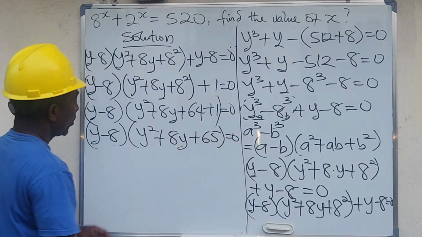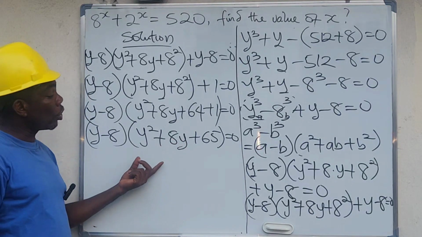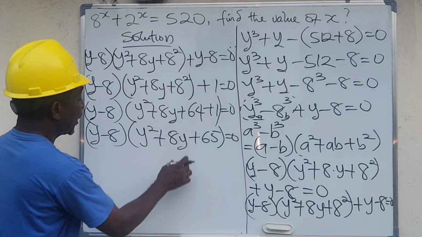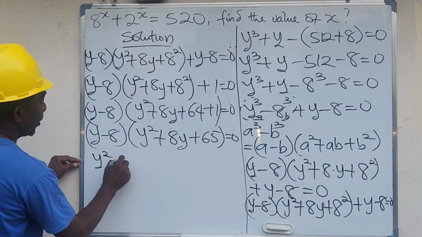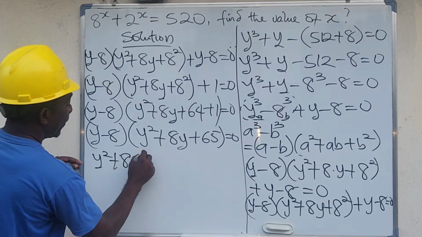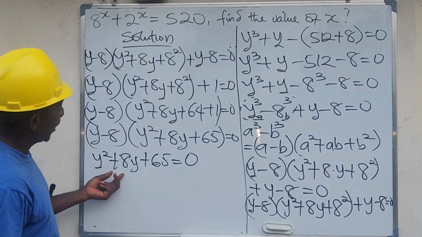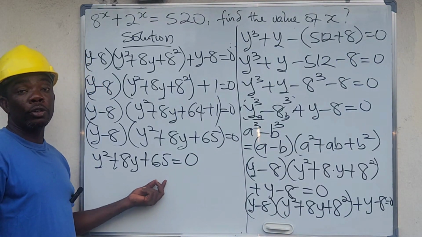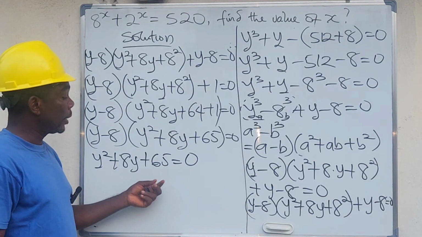In this case, we have two parentheses here. Either the first one equals 0 or the second one equals 0. Let's take the second one. So we have y squared plus 8y plus 65 equals 0. Here, this is a quadratic equation, and we are going to use the quadratic formula to find the value of y in this equation.